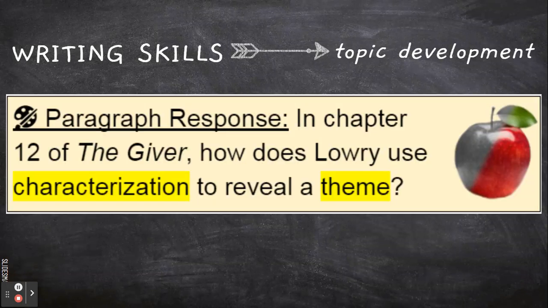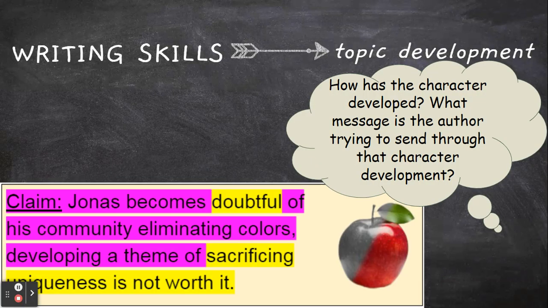So going back to that example from The Giver, it's basically the same question, right? How does the author use characterization to reveal a theme? And if I was going to answer that question, I would ask myself this thinking question of how has the character developed? What message is the author trying to send through that character development, right? How characters change is a pathway to theme. The author's trying to send us a message based on how that character changes or develops.